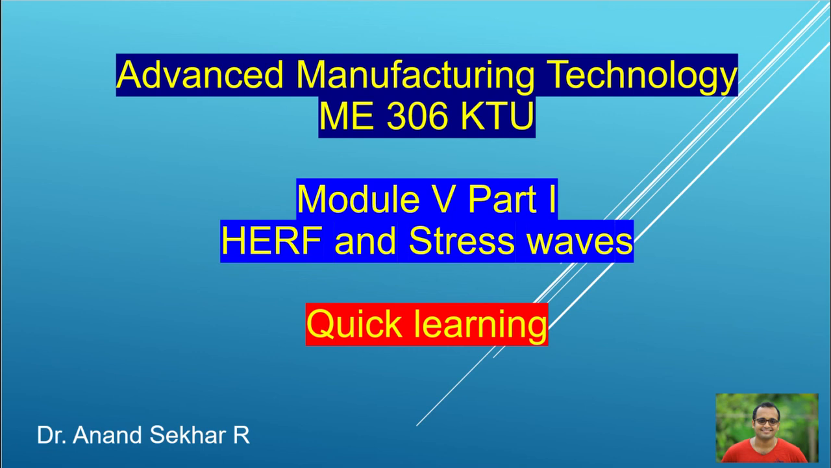Hi everyone. Today we are going to discuss Module 5 of Advanced Manufacturing Technology ME306. In this video, I will discuss basically two sections in Module 5. That is, one is high energy rate forming and stress waves. Okay, so we will move on to the topic.